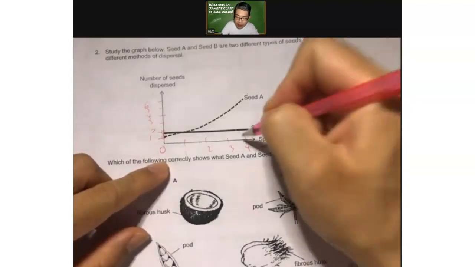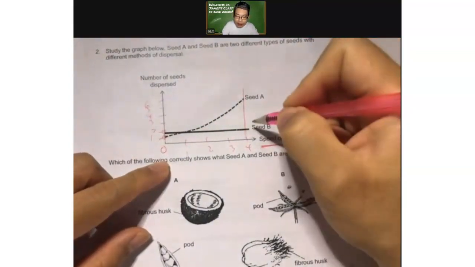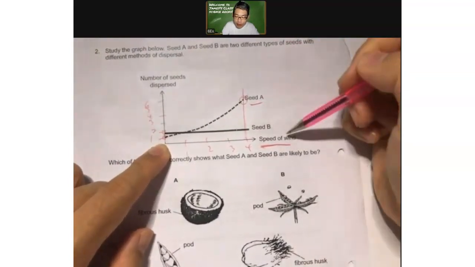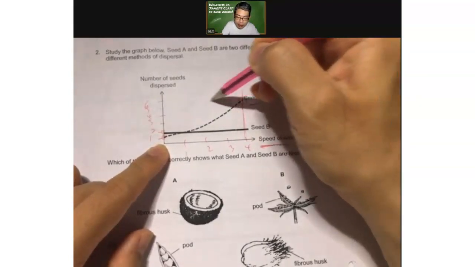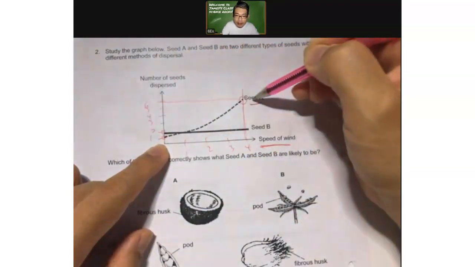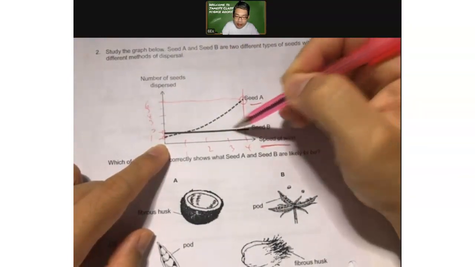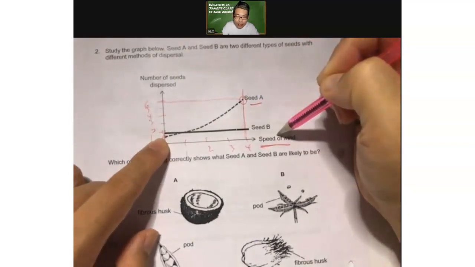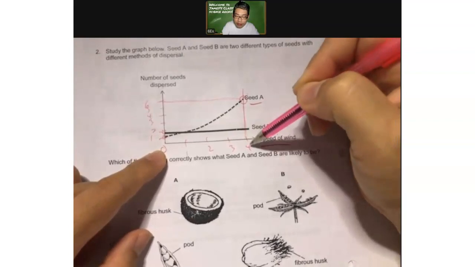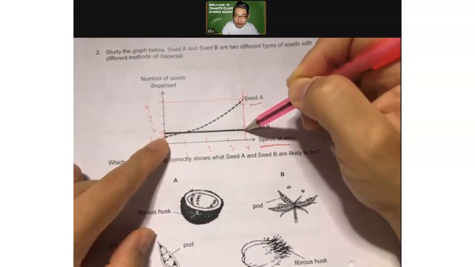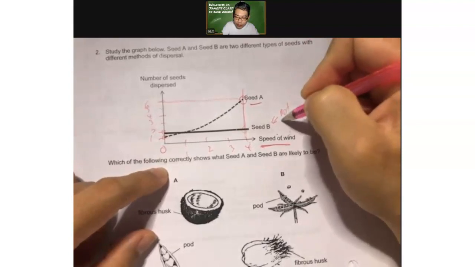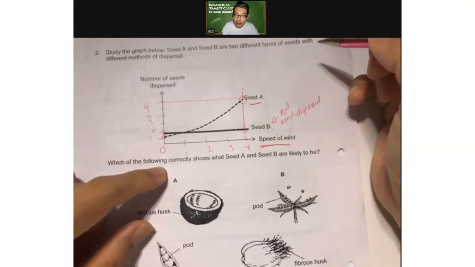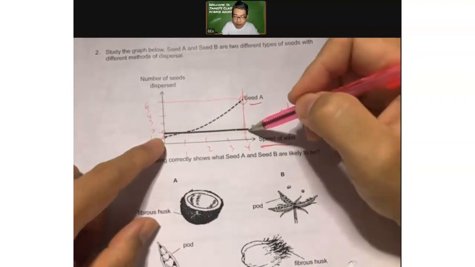If the speed of the wind increases to, let's say, 4, that increases the number of seed A that's being dispersed. If the speed of wind increases to 4, 6 of seeds A can be dispersed. But how about seed B? There's no change. Whether the wind speed is 0, 2 seeds being dispersed. Wind speed is 4, it's still 2 seeds being dispersed. So this is definitely not wind dispersed, because it doesn't matter to it. Whether there's wind or no wind, the number of seeds dispersed remain the same.